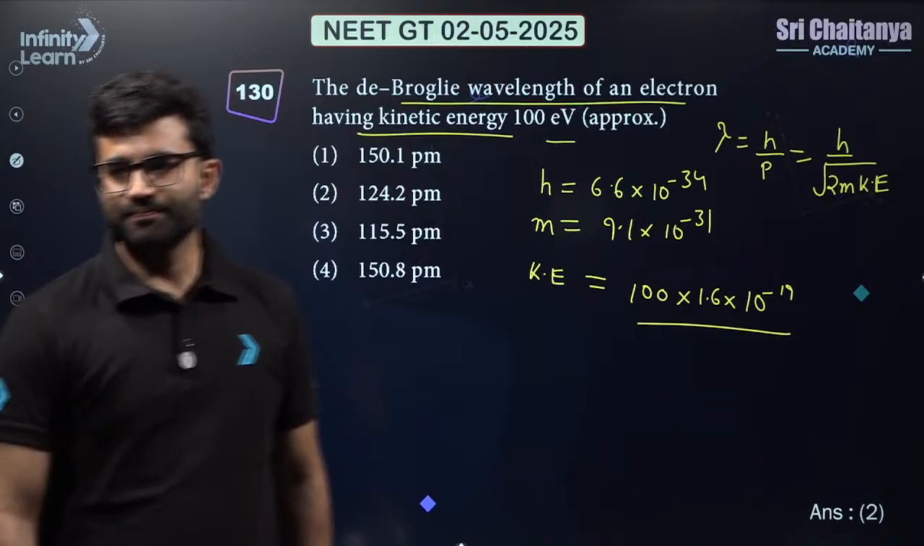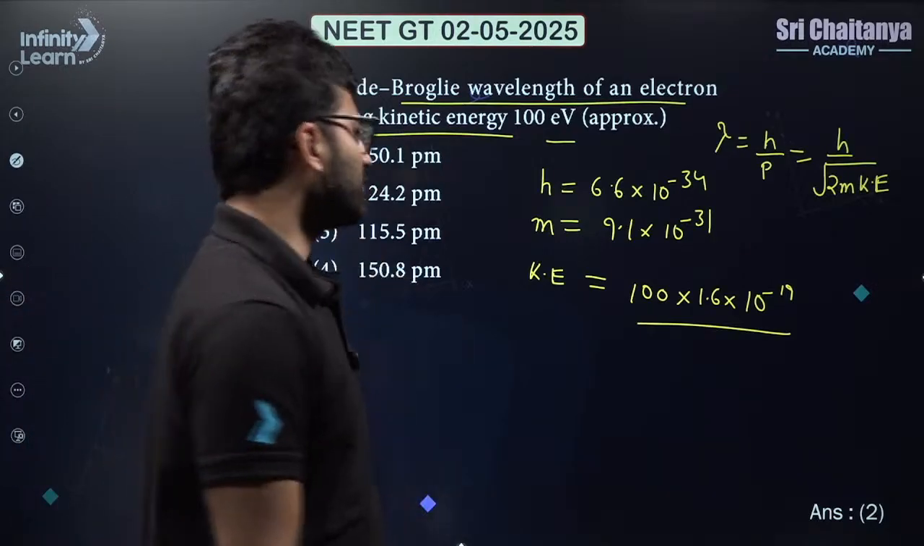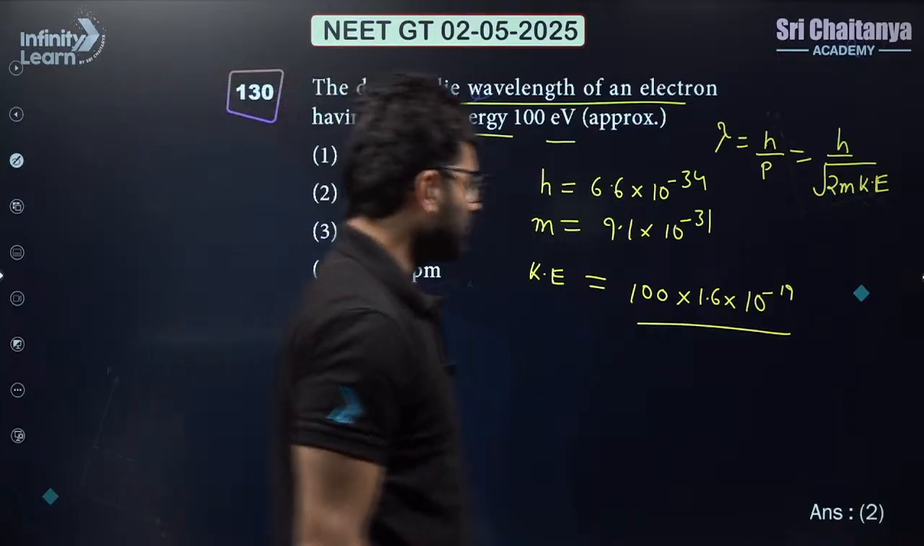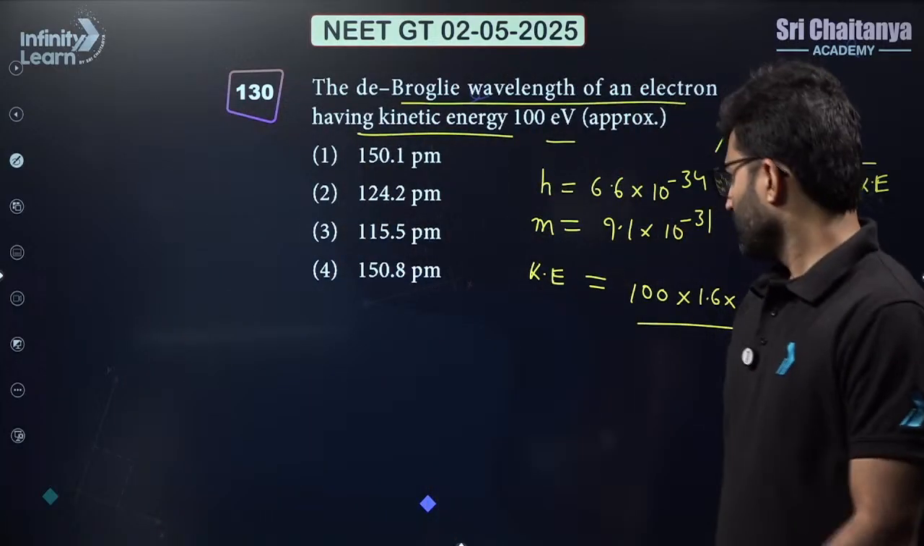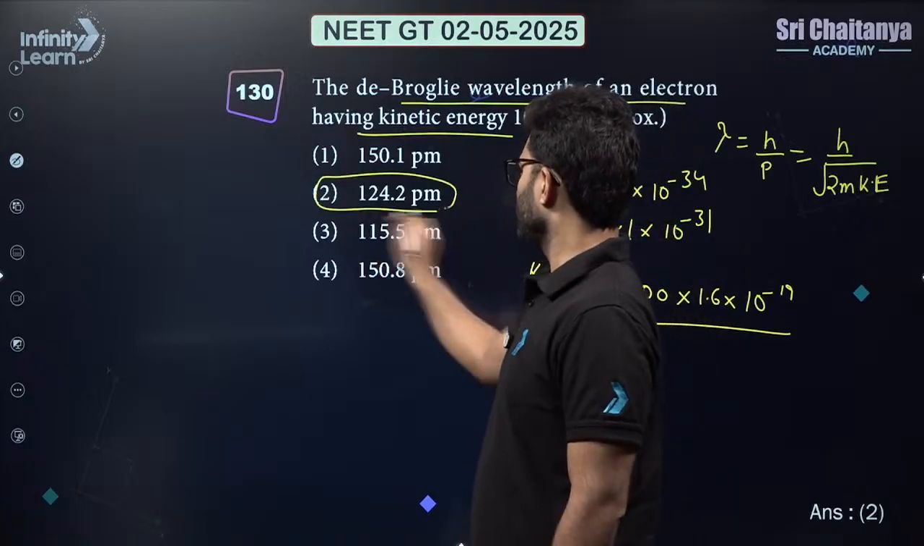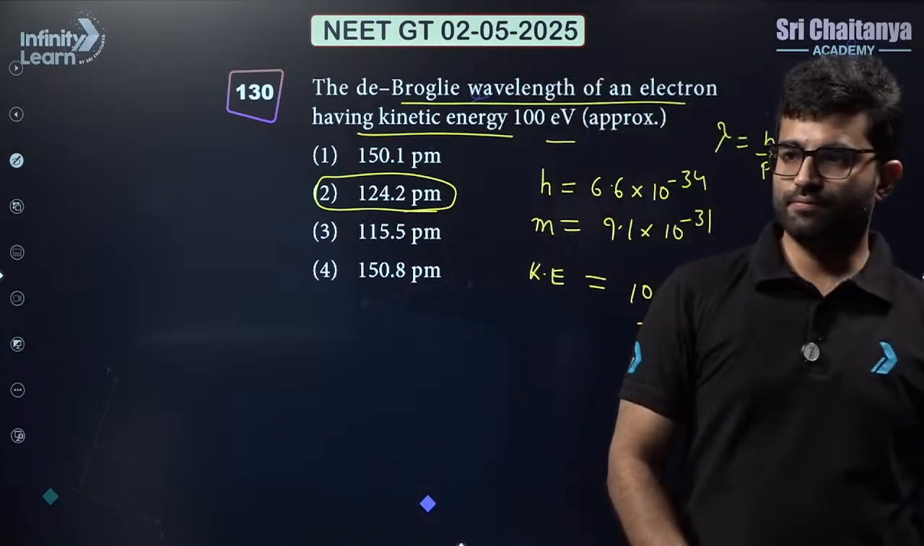So that is my values. You have to just put it there, calculate the value, and I think it would be around 122 that should come. Okay, so the nearest answer to 122 would be 124, right? Understood?